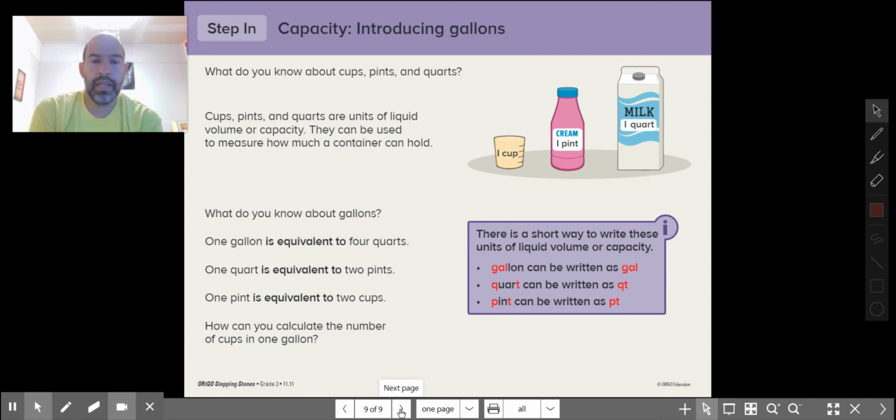It says right here, this is a short way to write these units of liquid volume or capacity. So gallon is abbreviated as GAL, quart is abbreviated as QT, and pint is abbreviated as PT. Now, it didn't mention cups, but cups is simple, just C. All right?